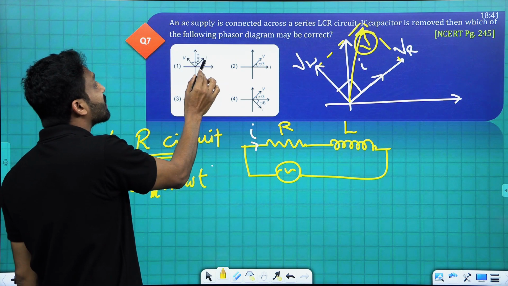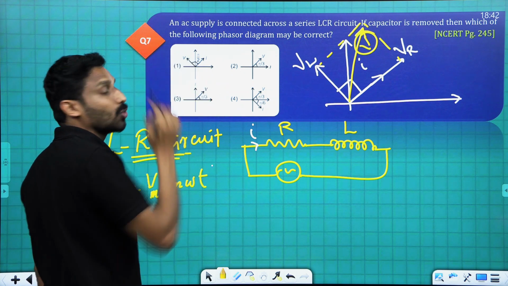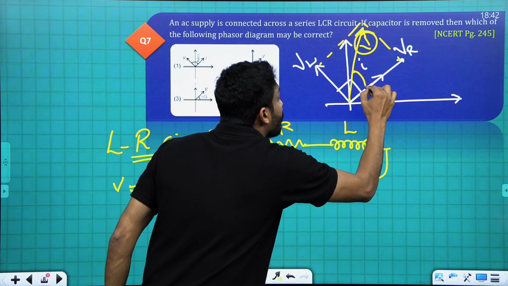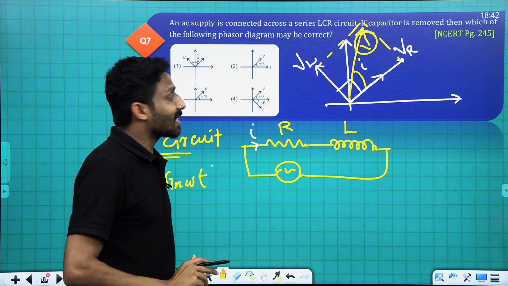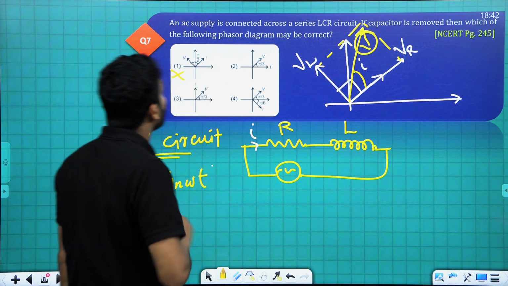In the first option there is current and voltage and there is a phase difference of pi by 2. But this is incorrect. Here this is the phase difference between the current and net voltage. It is not pi by 2. Clear? So this option is incorrect. First one.